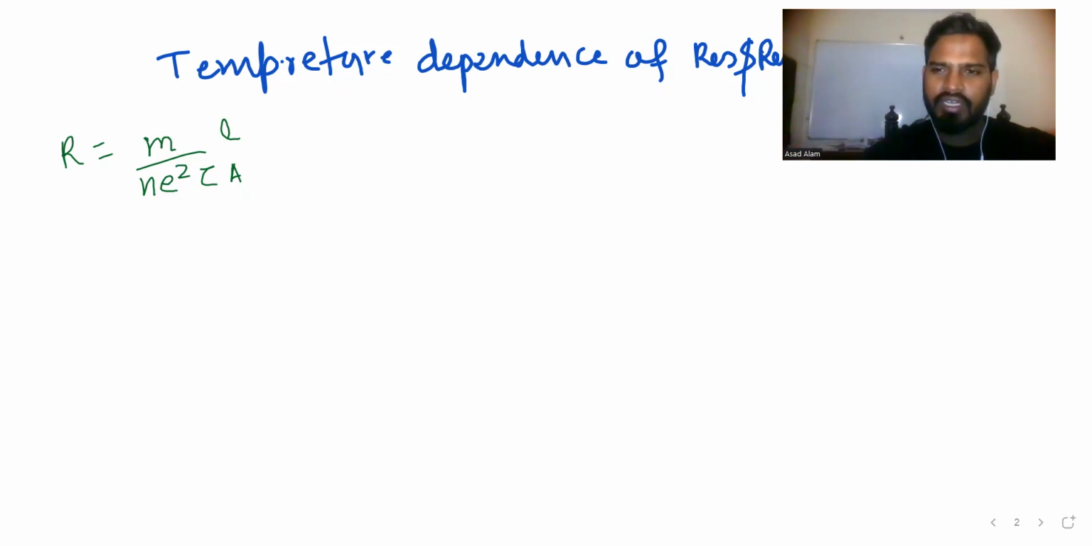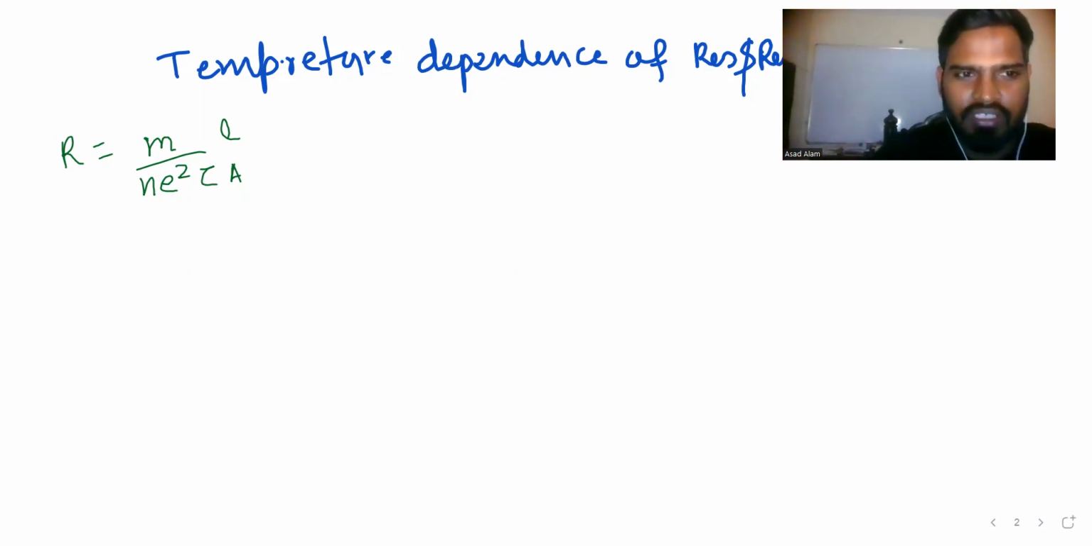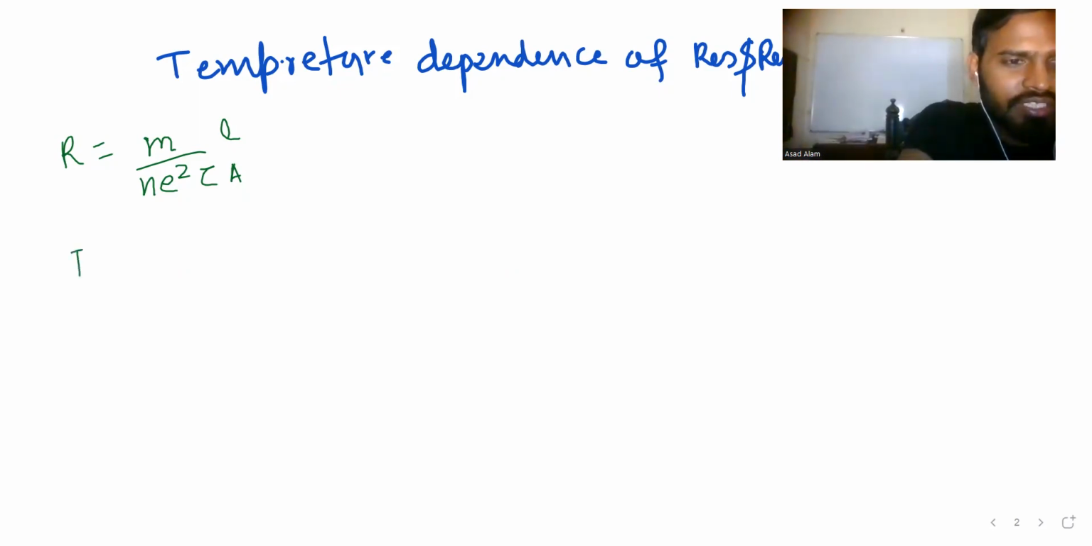So we are going to see that if you increase temperature in a conductor, then the resistance will increase or decrease. What will happen to the resistance and resistivity? And you'll see the graph also. So let's see if you increase temperature.